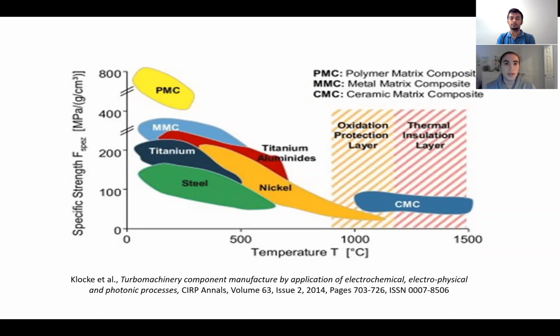So one material that's a very interesting development that's come around recently are CMCs, which are ceramic matrix composites. This chart basically shows the specific strength at different temperatures. And you can see that CMCs vastly outperform nickel-based superalloys.